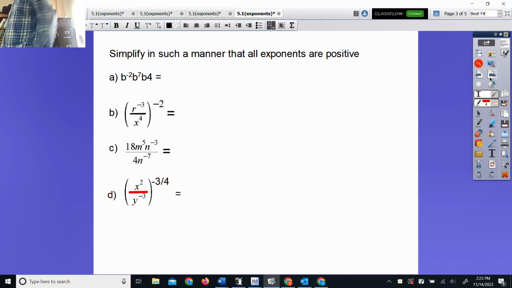All right, simplify in such a manner so that all exponents are positive. I can sit down and do these. You have like terms. You have b to the -2nd times b to the 7th times 4b. When you multiply like terms together, what do you do with the exponents? You add them. So what are you going to have? Now, b to the 9. No, 4 is just a coefficient.